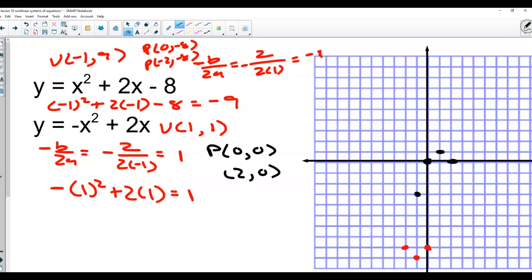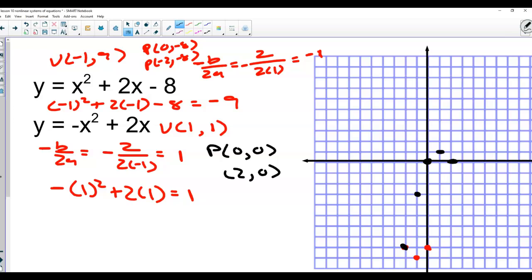Let's keep going. Let's try -2 here. -2 squared, and we can just do the bottom one now. -2 squared is 4, and that's a -4. 2 times -2 is -4, -4, -4 is -8. So when I plug -2 in, I get -8. 1, 2, 3, 4, 5, 6, 7. And there's my point of intersection.